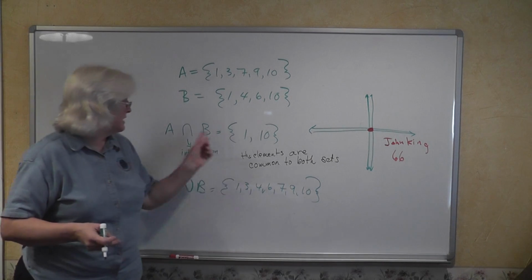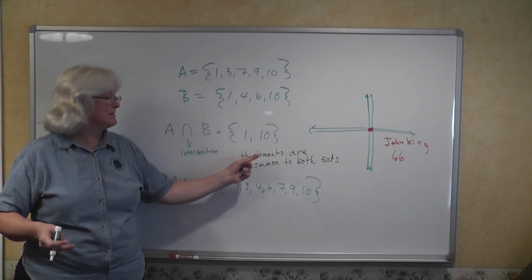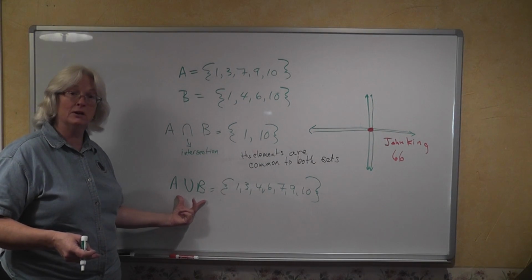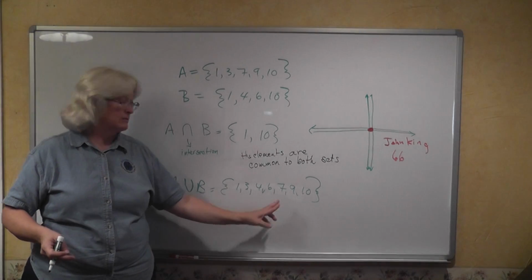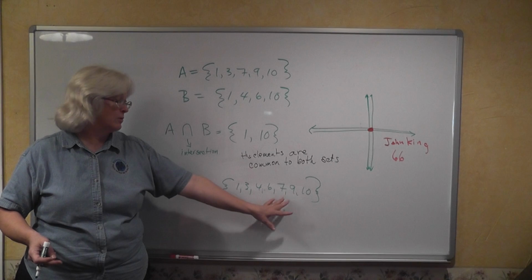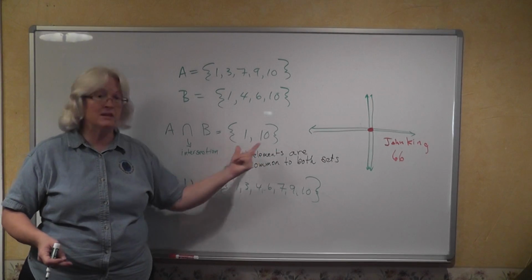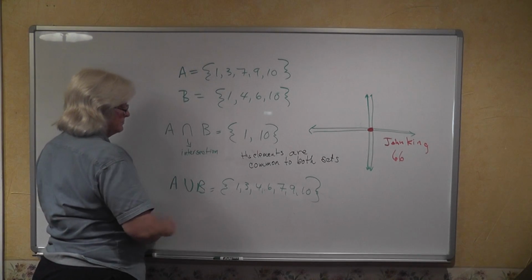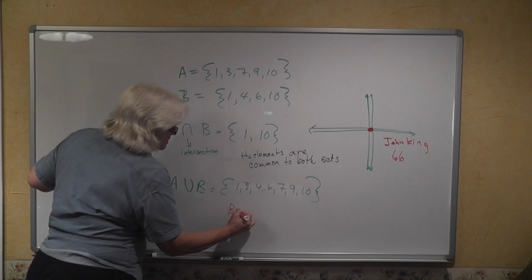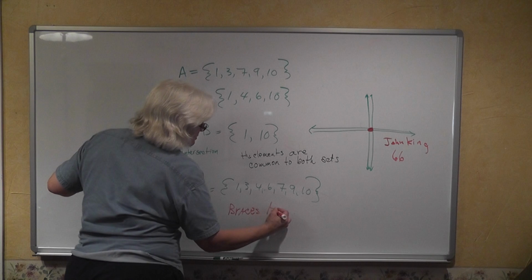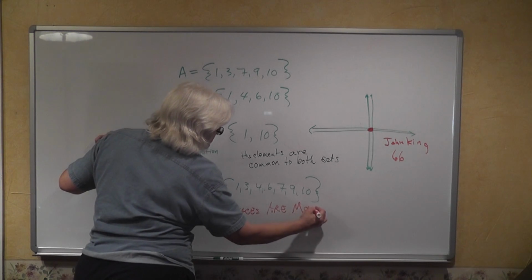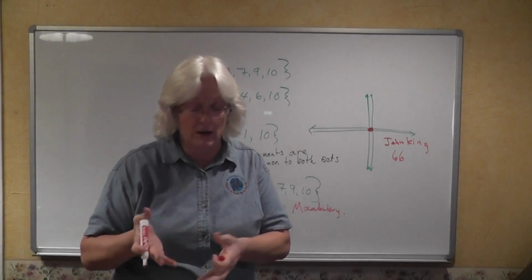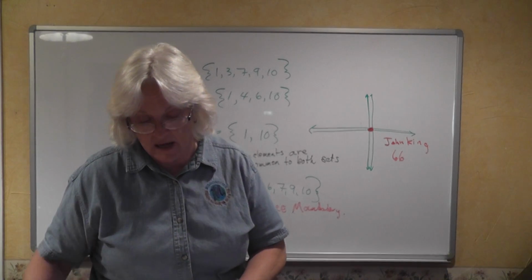Now you notice that I said that A intersect B is the set containing the elements 1 and 10. The set where we have the union of set A and B, that is the set containing the elements 1, 3, 4, 6, 7, 9, and 10. We have these braces here, the set braces. You have to use them, period. The braces are mandatory. Okay, it's just a part of how you define, of how you describe these sets.